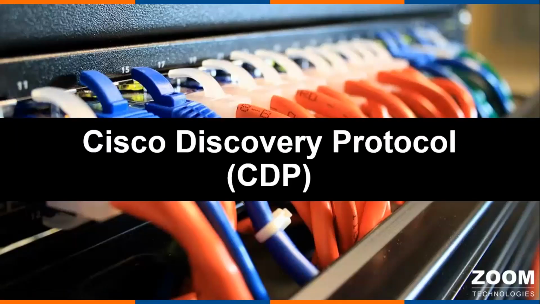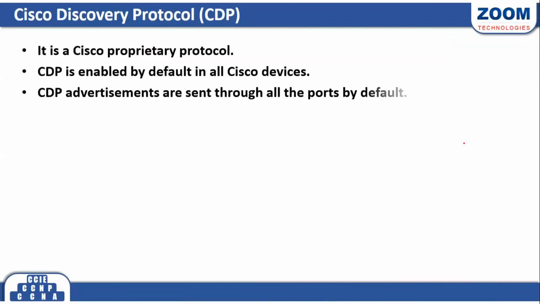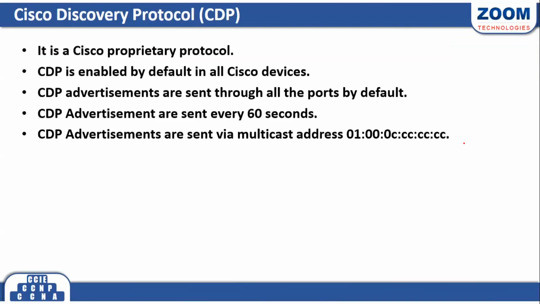So it is a protocol. It is a Cisco proprietary protocol. CDP is enabled by default in all Cisco devices. Advertisements are sent through all ports by default every 60 seconds. That information is advertised using a multicast address.